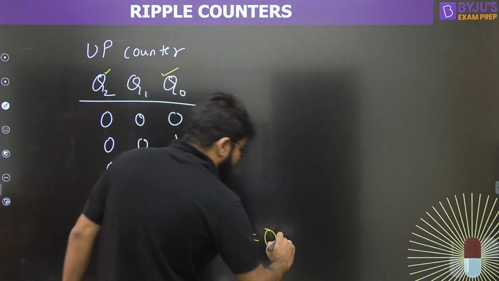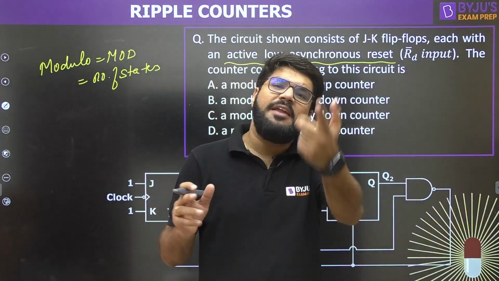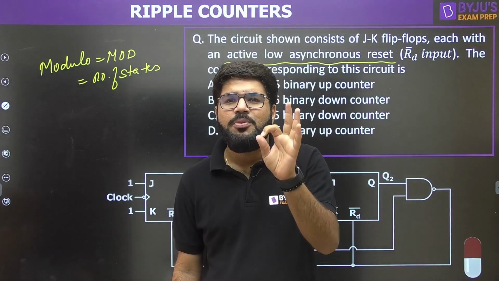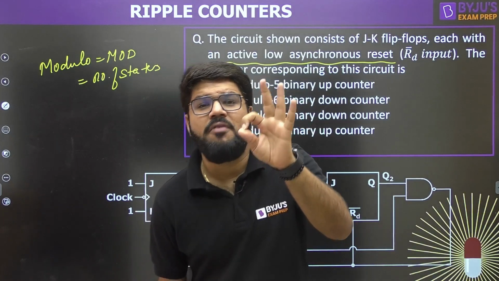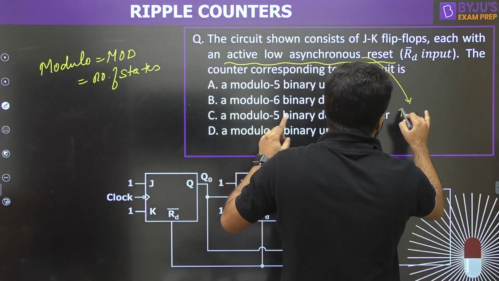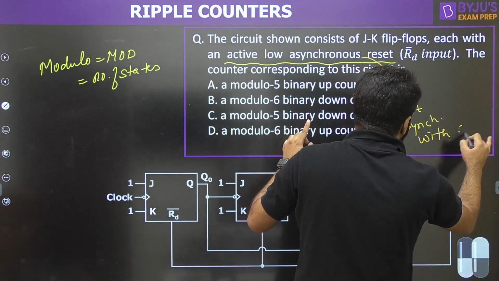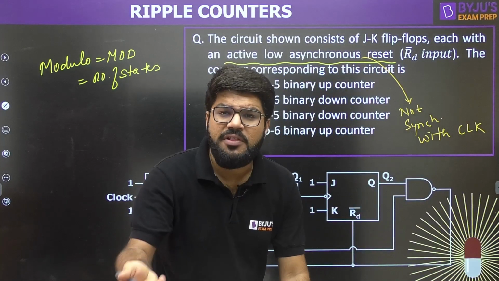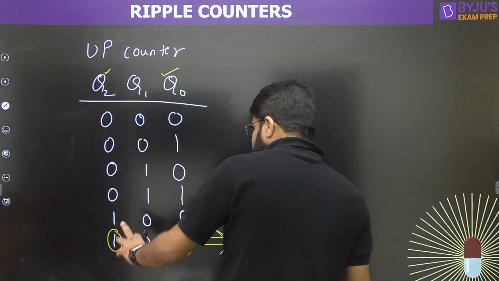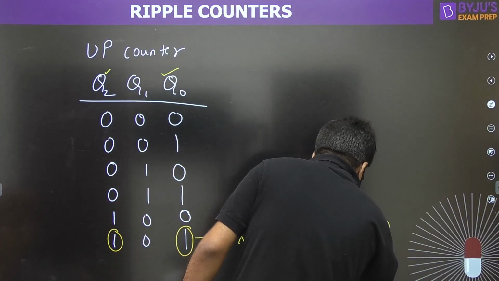This X becomes 0, and what is the type of reset pin? It is an asynchronous reset pin. Even if nothing is mentioned, by default you have to take it as asynchronous. Asynchronous reset pin means it will immediately reset the flip-flop without waiting for the clock. Asynchronous means not synchronized with the clock, so it will not wait for the next clock edge. As soon as X equals 0, it will reset immediately. So now I can say that Q2, Q1, Q0 is equal to 0, 0, 0 immediately.